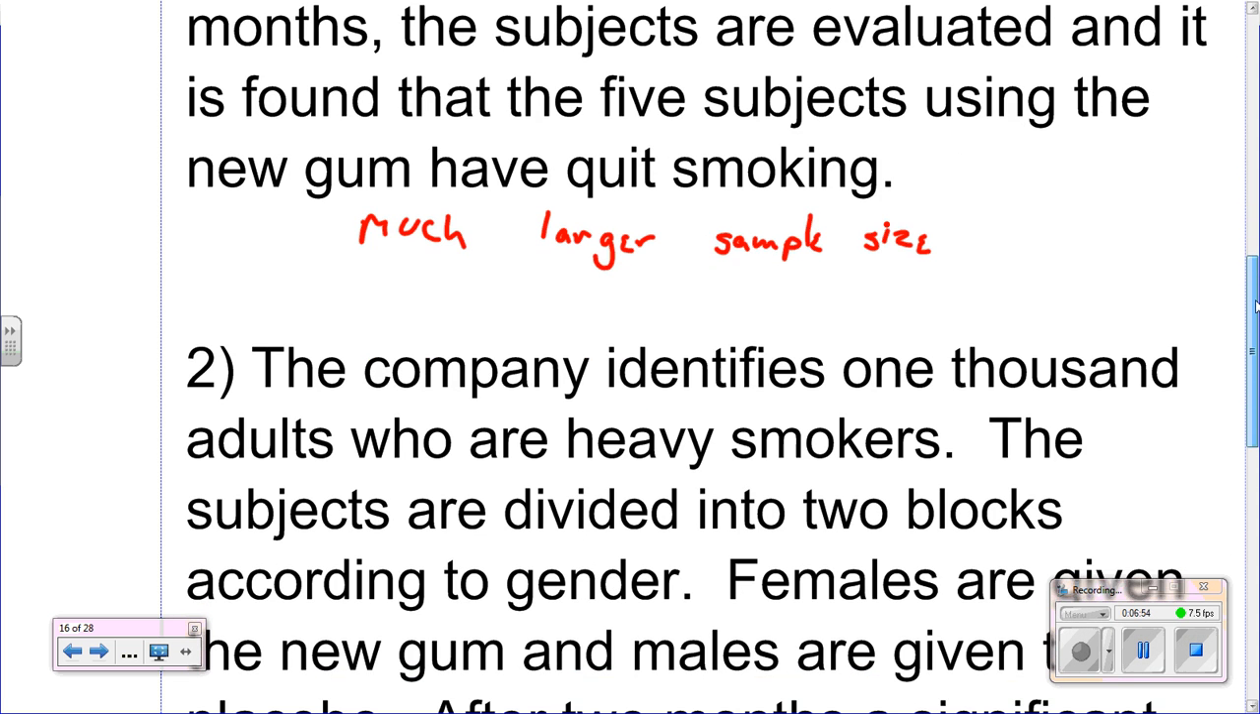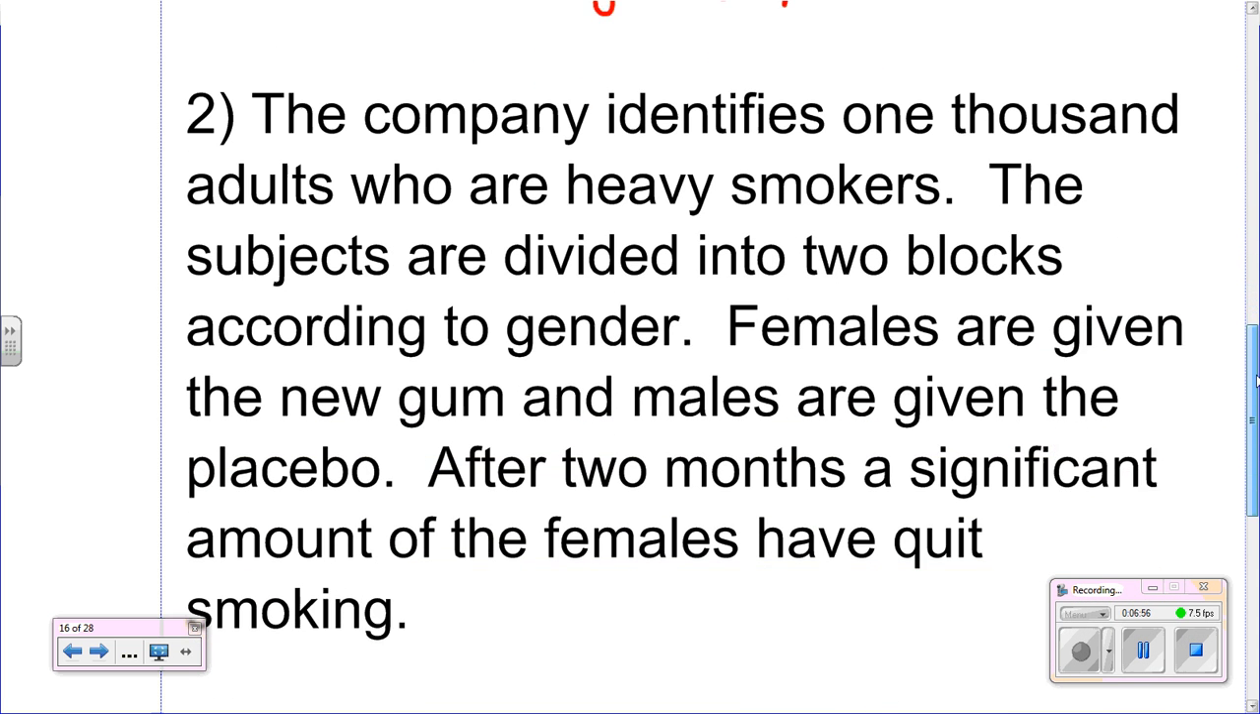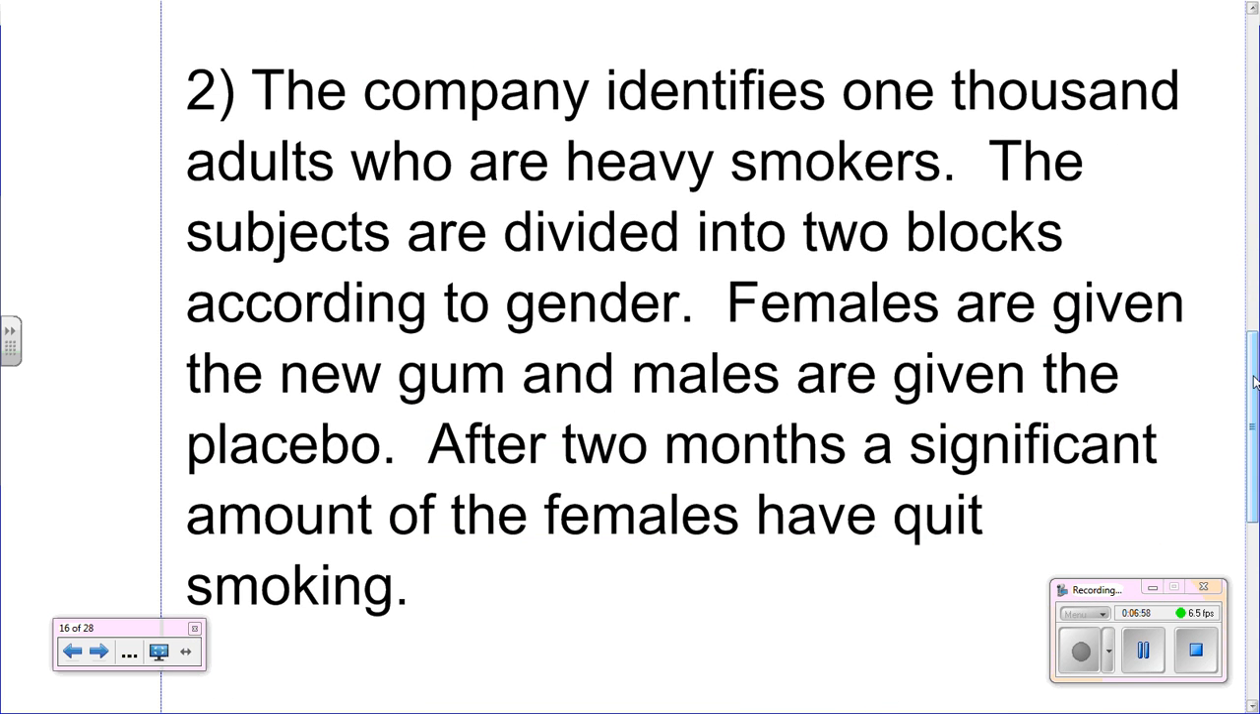Okay, let's look at the second one. The company identifies 1,000 adults who are heavy smokers. So now we have a larger sample size. Subjects are divided into 2 blocks according to gender. Females are given the new gum and males are given the placebo. After 2 months, a significant amount of females have quit smoking.